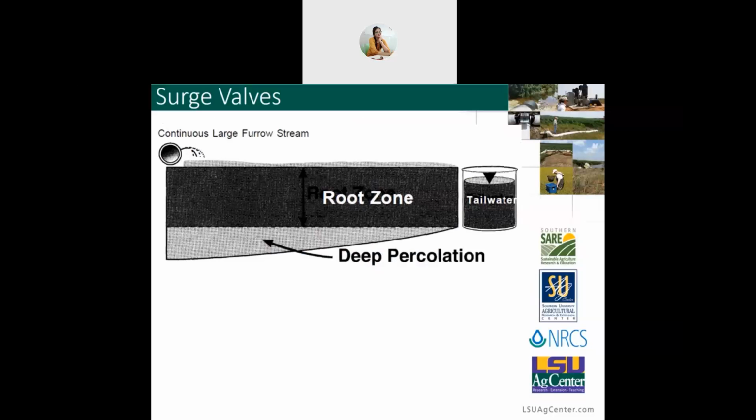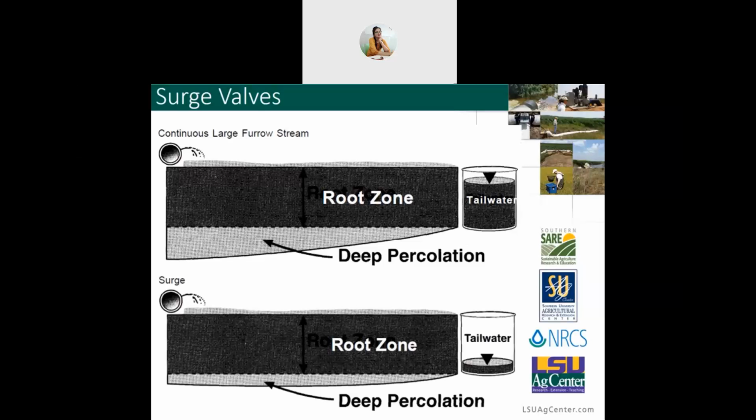So this is a continuous large furrow stream, which is the typical way we irrigate. The white pipe at the head of the field is irrigating down the length of the furrow, and to get enough water within the root zone, you have a significant amount of deep percolation at the beginning of the field, as well as a significant amount of tail water that's running off the field and is very wasteful.